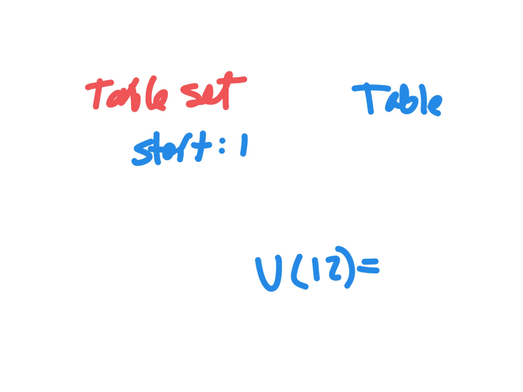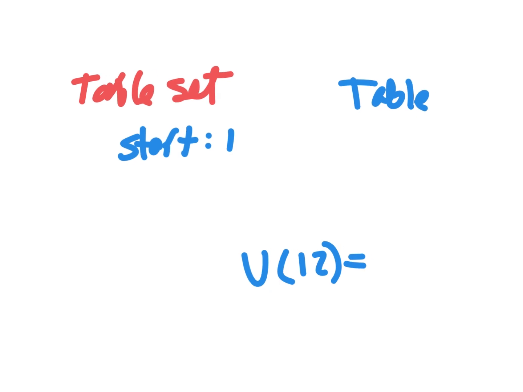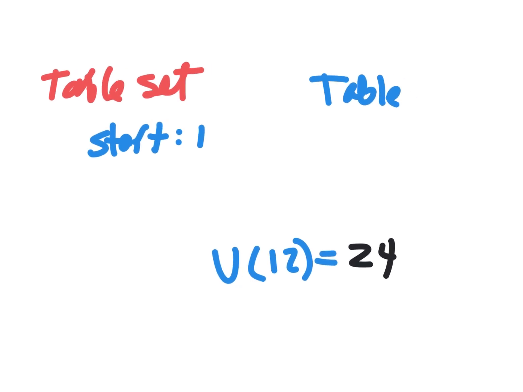All right, it is row 6. There's nobody in row 6. Try again. Row 2, person 2, Liam, that's you. Can you tell me what u sub 12 was? 24. Raise your hand if you had 24. Okay, awesome.